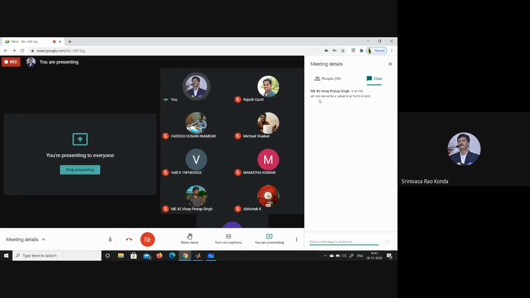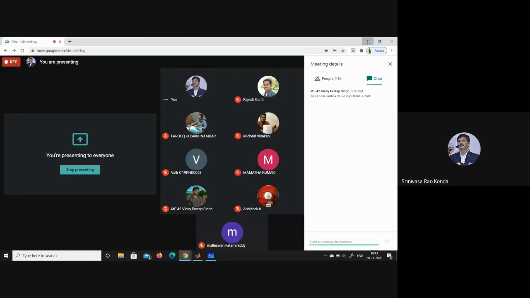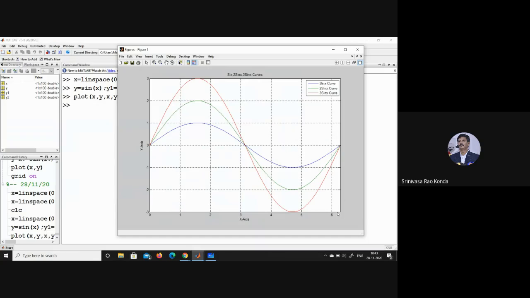I didn't understand. Can we write the x value in pi from here? Yes, we can write that. That we can do. So all the things I will tell. Yesterday also one madam asked how to change these values. That I will tell you later. All the things we can do.